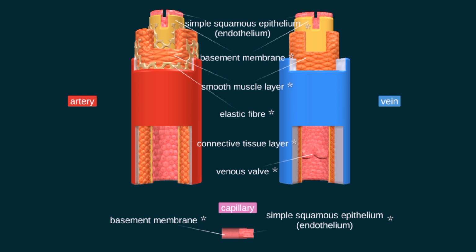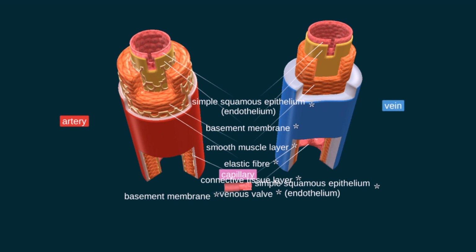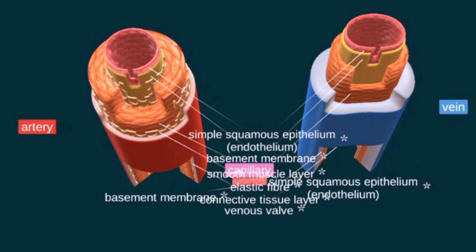Tunica adventitia is the outermost layer of the vein and is composed of connective tissue. It provides support and protection to the vein. The tunica adventitia in veins is thicker than in arteries. Now let's talk about the differences between arteries and veins.